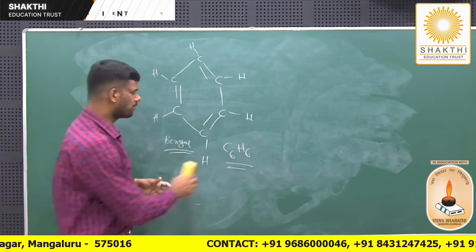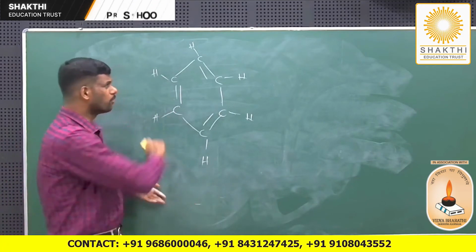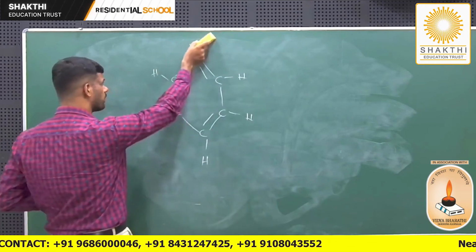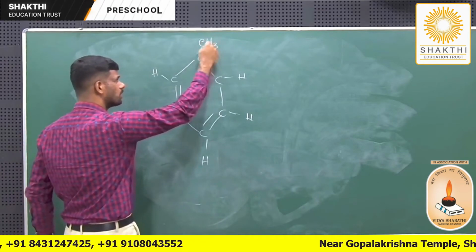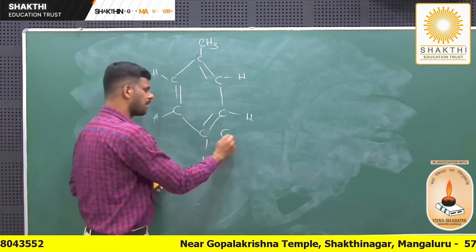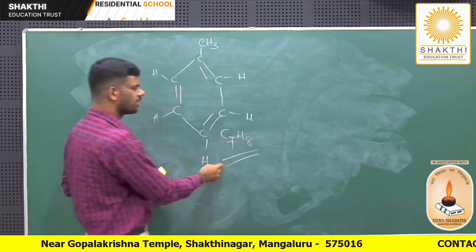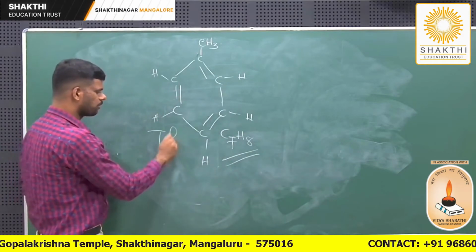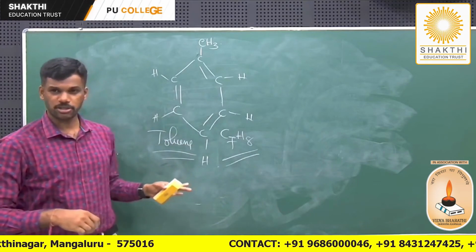Benzene. Sometimes the question will be reversed and asked. Write the structure of toluene. Remove any one of the hydrogen atoms. Say this is removed. Add a methyl group, CH3. How many carbon atoms? 6 plus 1, 7 carbon atoms. How many hydrogen atoms? Total is 8. C7H8 is the molecular formula. The name of the compound is toluene. This will be asked in the examination.